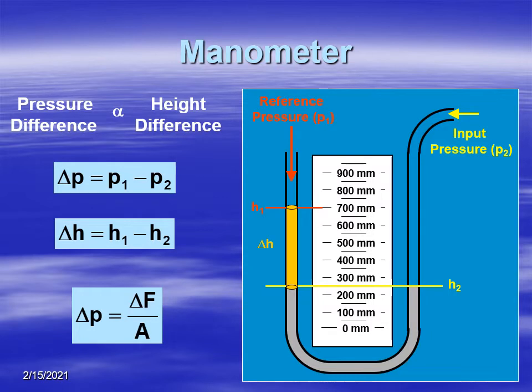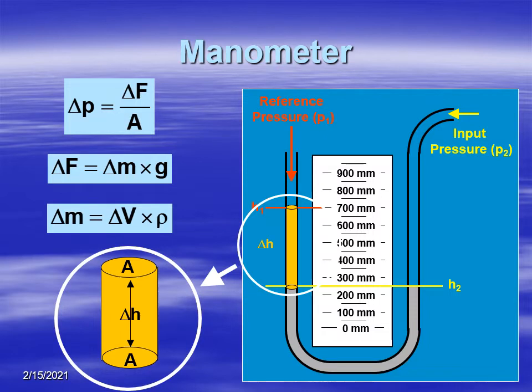We'll take that difference in pressure and put it into our equation for pressure. So we have delta P, the difference in pressure, equal to delta F, the difference in force, divided by the area. The area here is the cross-sectional area of the manometer's tube. You can see from the diagram that the cross-sectional area is the same. In other words, the diameter of the tube is the same everywhere.